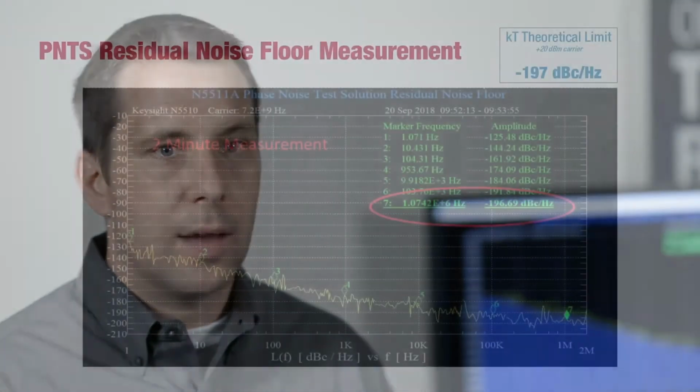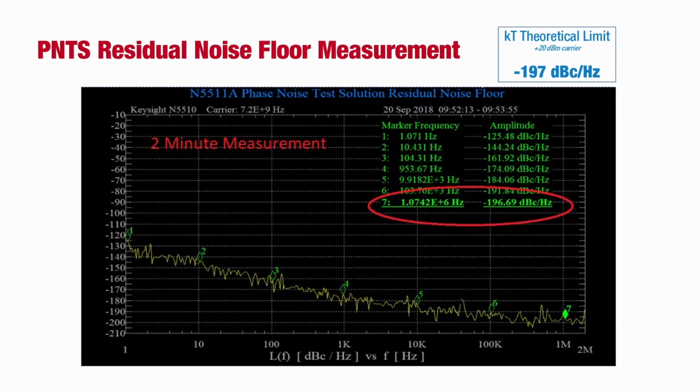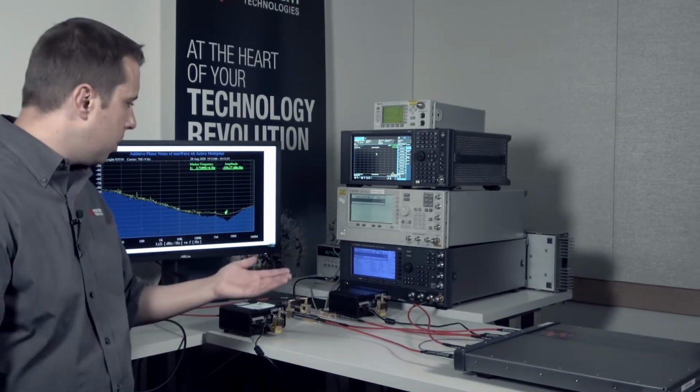And because it's a carrier to noise measurement, in this case, we have a plus 20 dBm input signal. So plus 20 dBm carrier down to minus 177 dBm per hertz gives you minus 197 dBc per hertz. And some of you might be wondering why we're missing 3 dB there. Normally people think of KT as being minus 174 dBm per hertz. We remove 3 dB of AM noise in the measurement, and so all that's left over is the minus 177 dBm of phase noise.